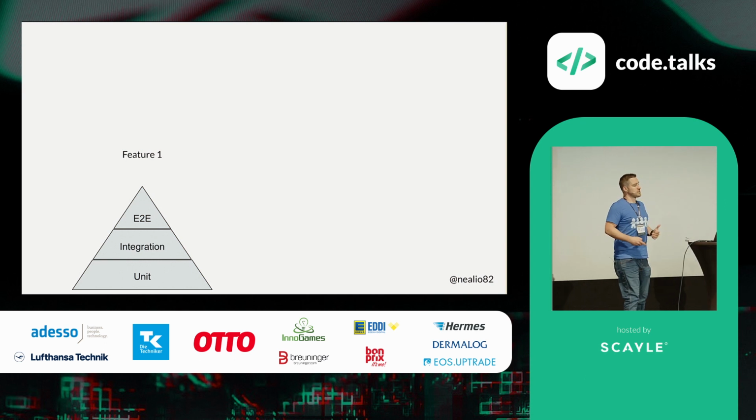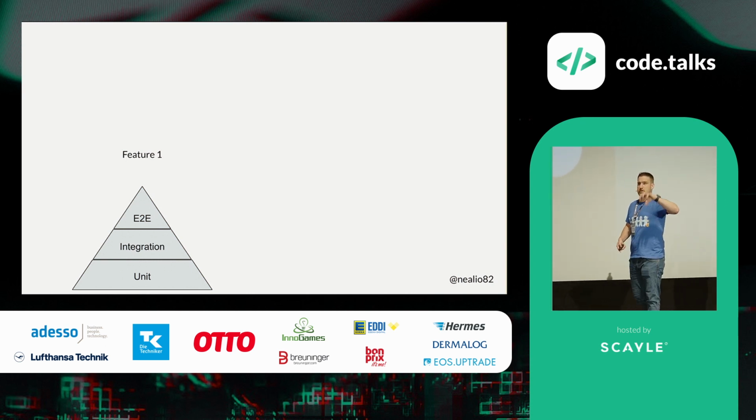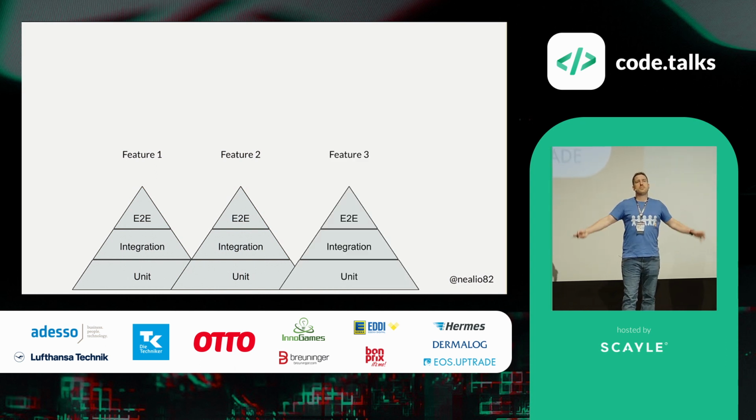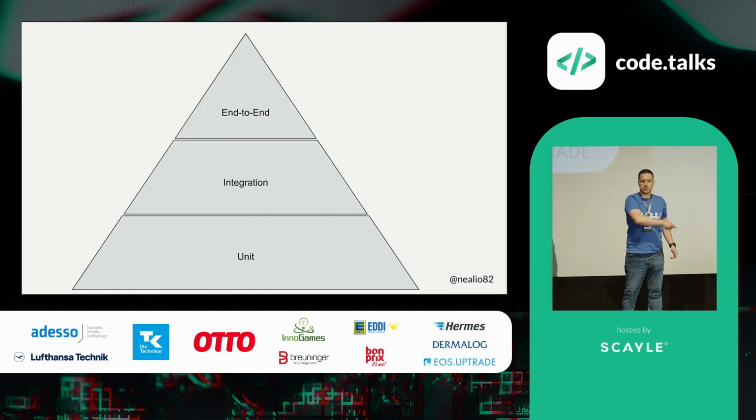And of course, this works for features as well. So feature 1 would have its own set of unit, integration, and end-to-end tests. Same as feature 2, and then feature 3. And globally across your application, you'll find that you'll get this kind of triangle again, this kind of pyramid.